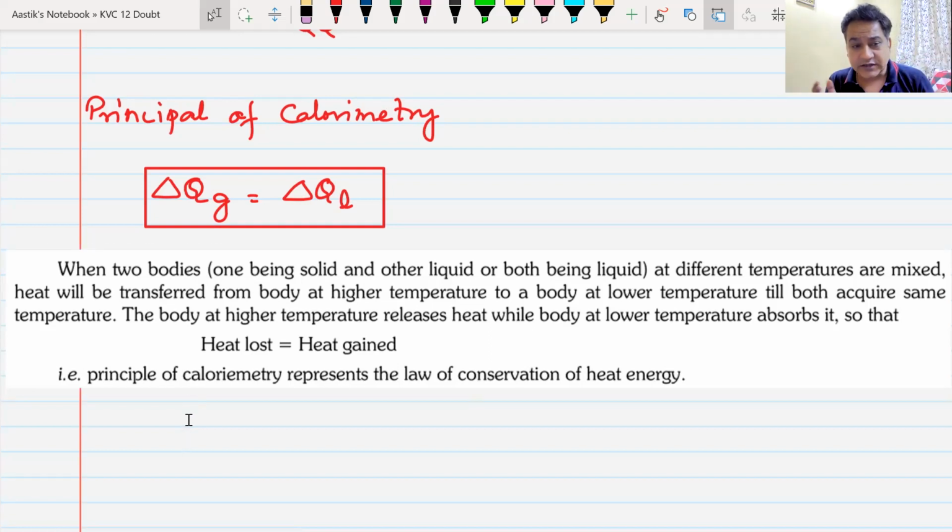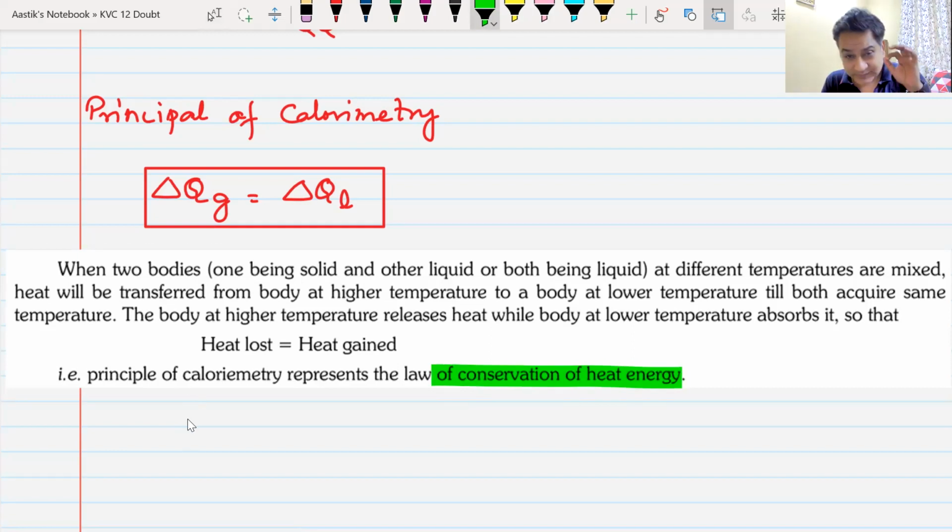Heat loss is equal to heat gain, is based on the law of conservation of heat energy. And this is a question that can come as what is the principle of calorimetry based on for NEET or JEE Main? That is the point that you need to highlight and write. Delta QG is equal to delta QL. Heat gain is heat loss. This is based on the law of conservation of heat energy. Do we understand this? Yes or no?